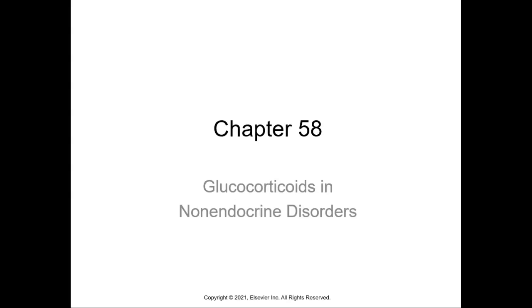We're jumping into chapter 58. This is glucocorticoids, so steroids, right, in non-endocrine disorders. What we're talking about is how do we use steroids pharmacologically in people with normally functioning adrenal glands, a normally functioning hypothalamus, where the endocrine system is working just fine, but for some other reason we're going to give people steroids.